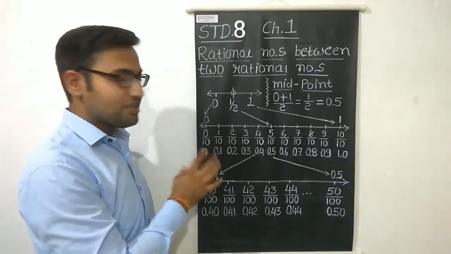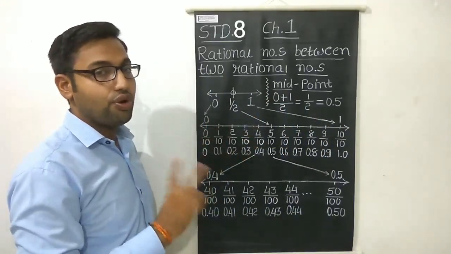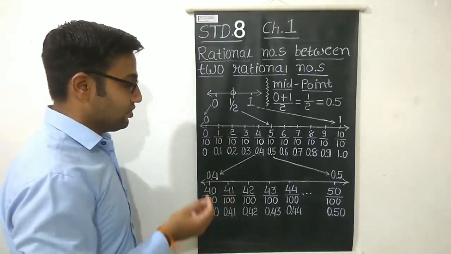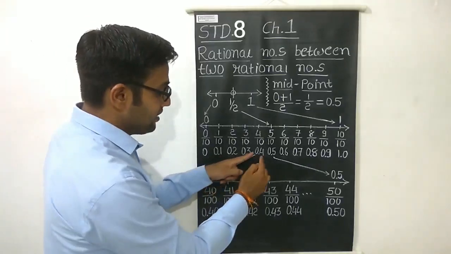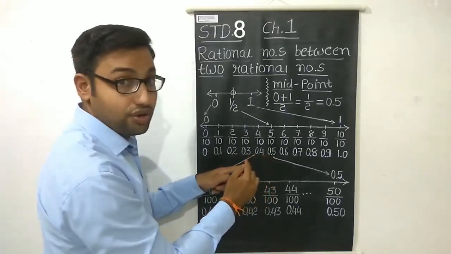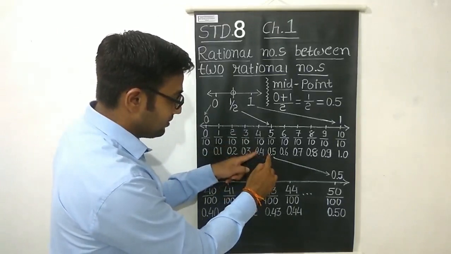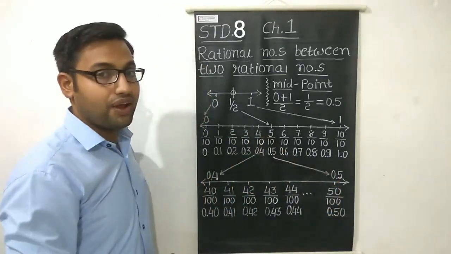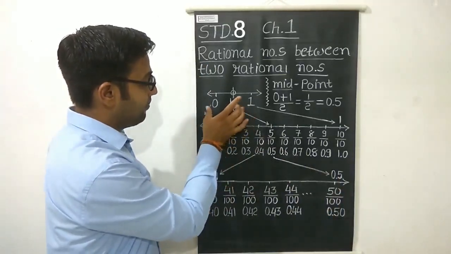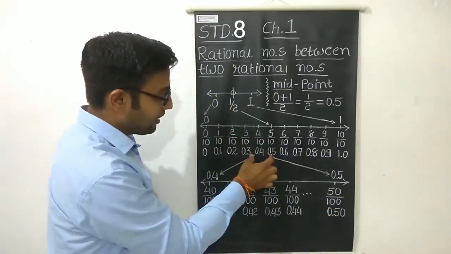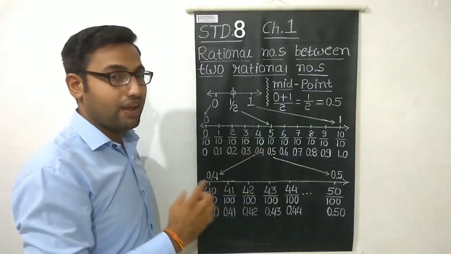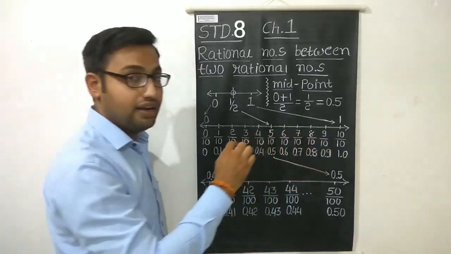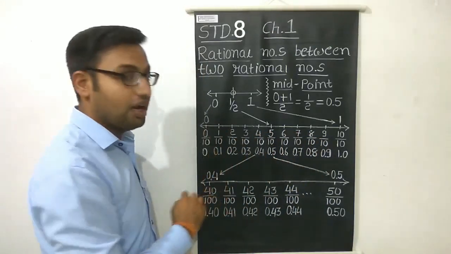So are there only 10 numbers between 0 and 1? No. There are also other numbers. So how to find them? Let's again magnify these two numbers, 0.4 and 0.5. By magnifying this portion, we get 0.4 here and 0.5 here. As we magnified 0 and 1 before, now we will magnify 0.4 and 0.5. As we divided by 10 earlier, here we will divide by 100.